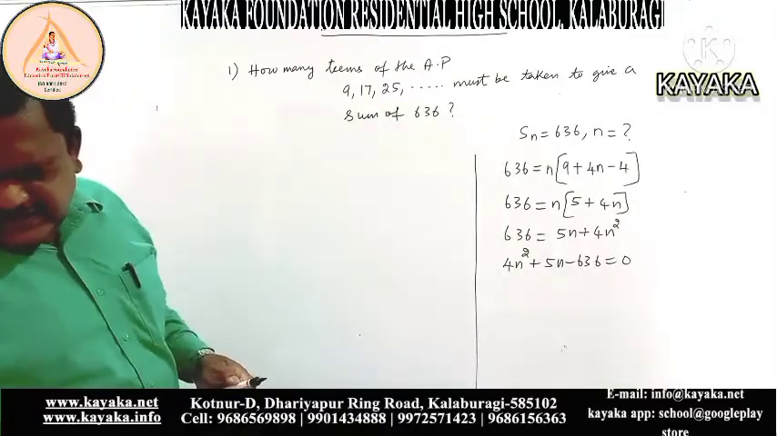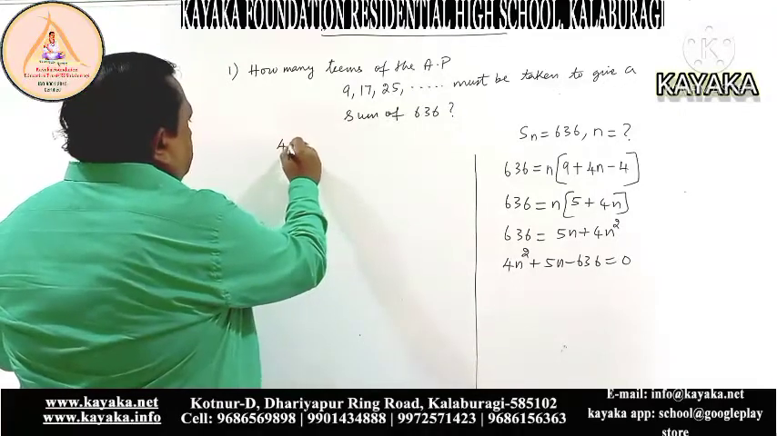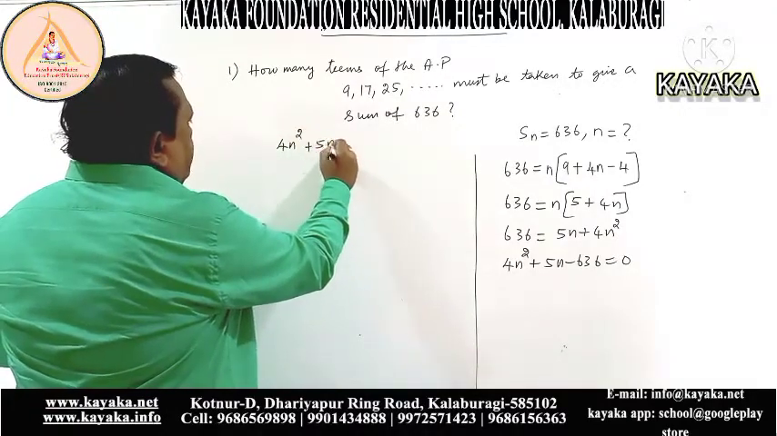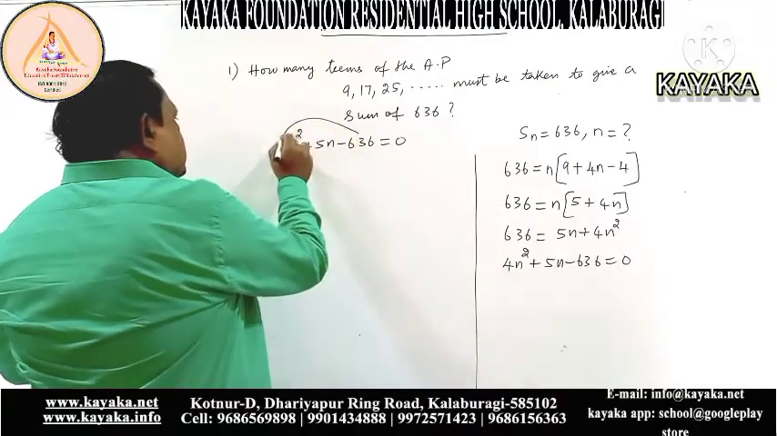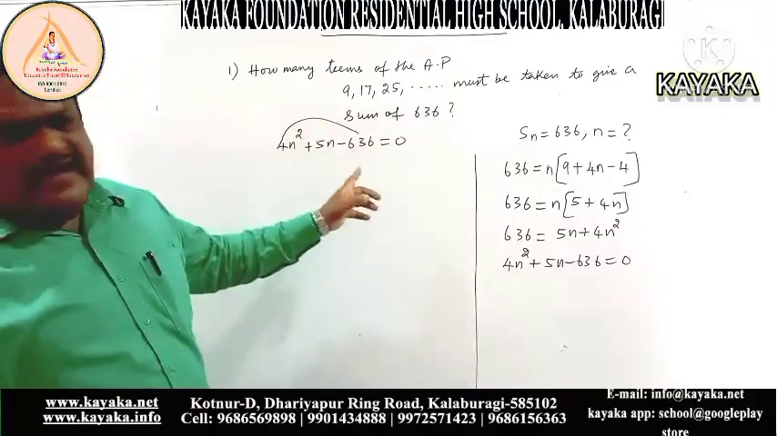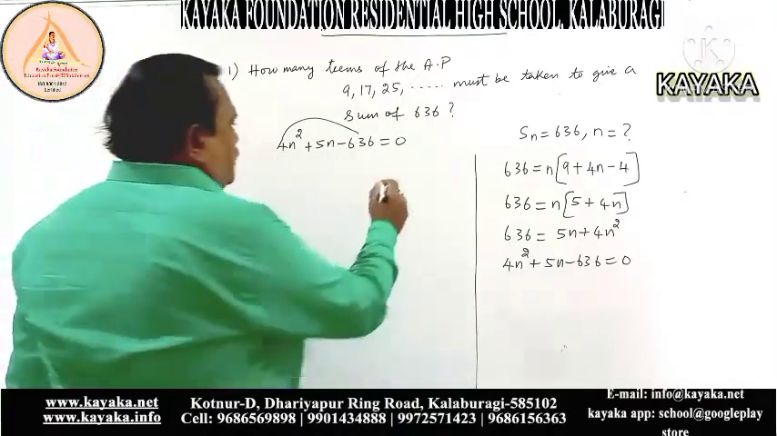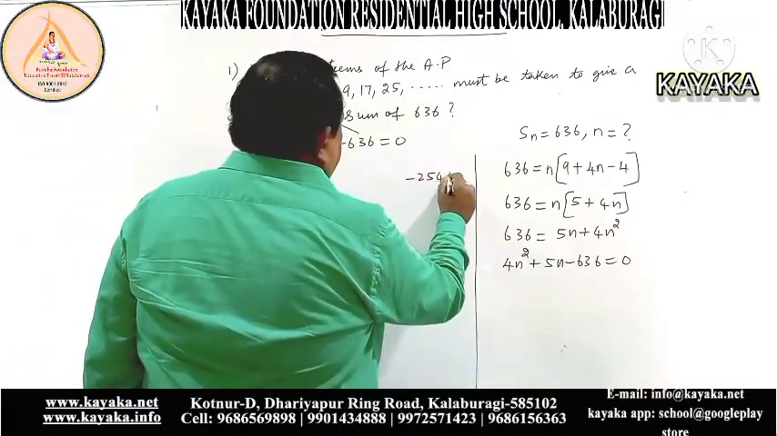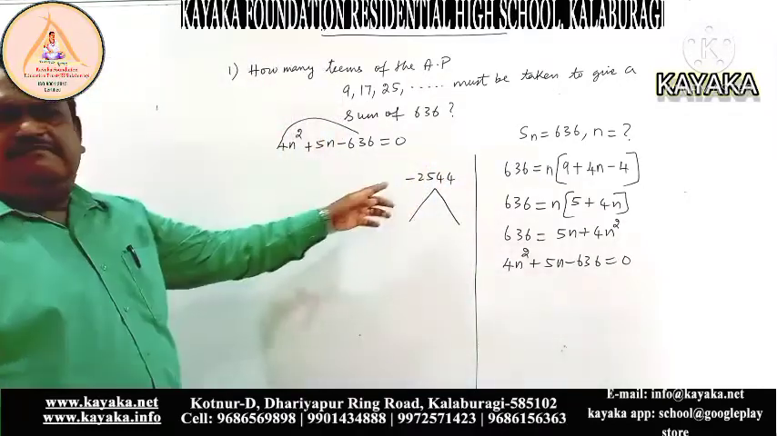Next step. Okay, dear children. Now 4n square plus 5n minus 636 will be equal to 0. You have to multiply this and this. If you multiply minus 636 into 4, you will get minus 2544. You have to find the factors for this.